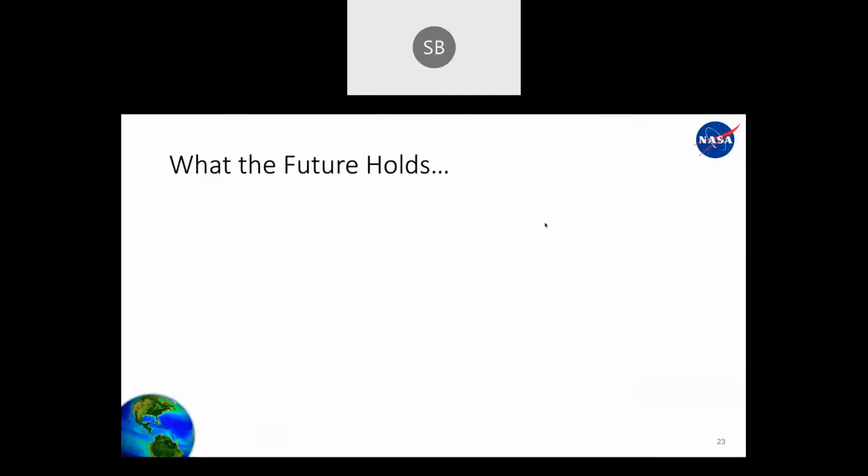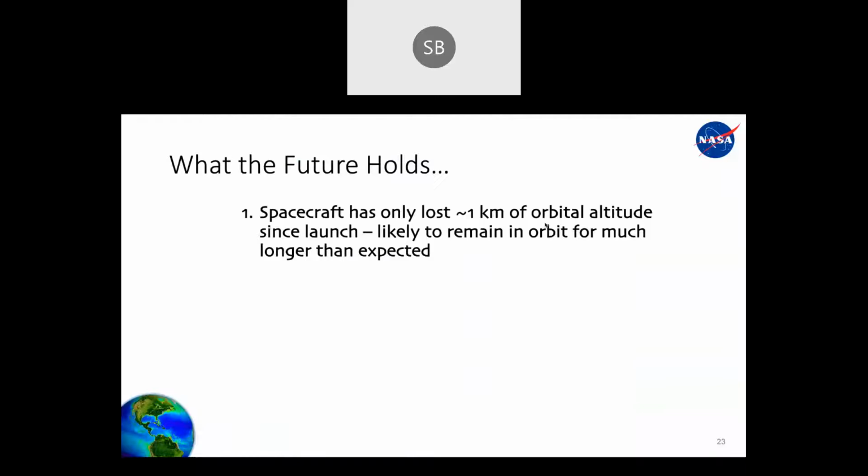Well, what does the future hold for us? The spacecraft has lost only about 1 kilometer of altitude since it was launched, which means that it's likely to be in orbit for much longer than we expected, which is good because it took us much longer than expected to get it stable enough to be able to give us good data.